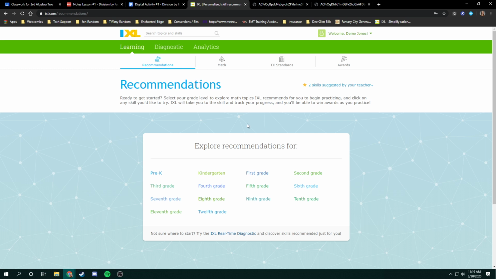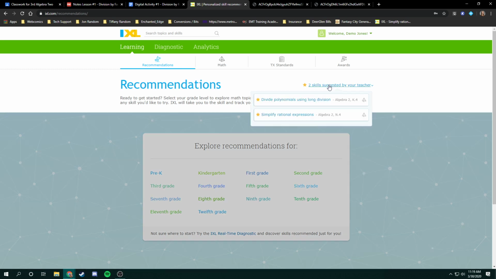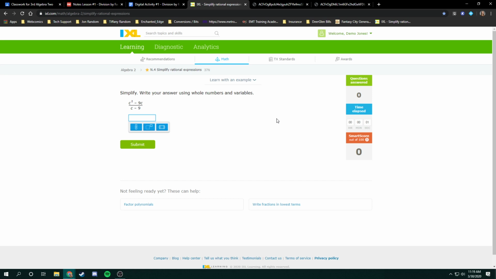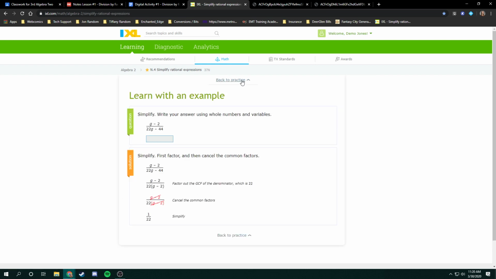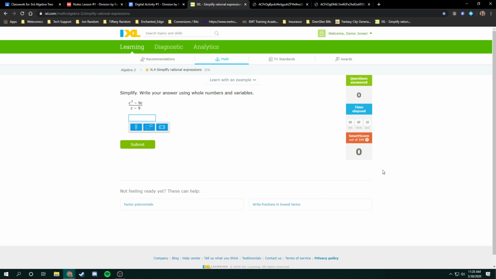Okay. We would go here, 2 skills suggested by a teacher. This activity is simplifying rational expressions. And it starts you off with some problems here. Let's see, this one has a greatest common factor of c, so I would take that out. Looks like the c minus 9s will cancel out, so this one I think is just c. There's some additional things that can help out down here. They also have an example if you need that as well. You would keep going until you get the SmartScore that you desire. So whatever grade you want, here's your opportunity to earn it, in addition to turning in your scratch work.